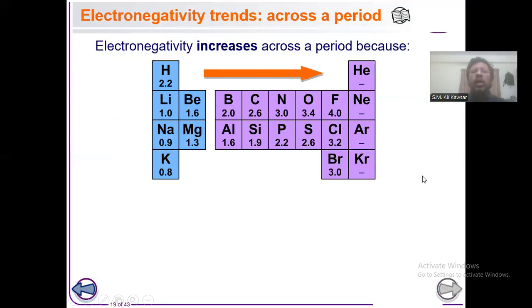Well, now the question is how the electronegativity changes. We can consider it in two ways: across the period from left to right, and down the group from top to bottom. First, let me consider the change of electronegativity across the period from left to right. You can see the arrows shown here: the electronegativity increases across the period from left to right. That means whenever the atoms become more non-metallic, they become more electronegative.